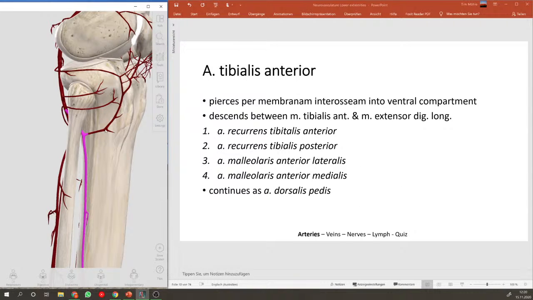So this will be the anterior recurrent branch, and recurrent means recurrent because it goes up back again to the knee joint. So this is the anterior. This will be the posterior one. So actually, I'm sorry, this is probably this one here. Yeah, or maybe it's not depicted.